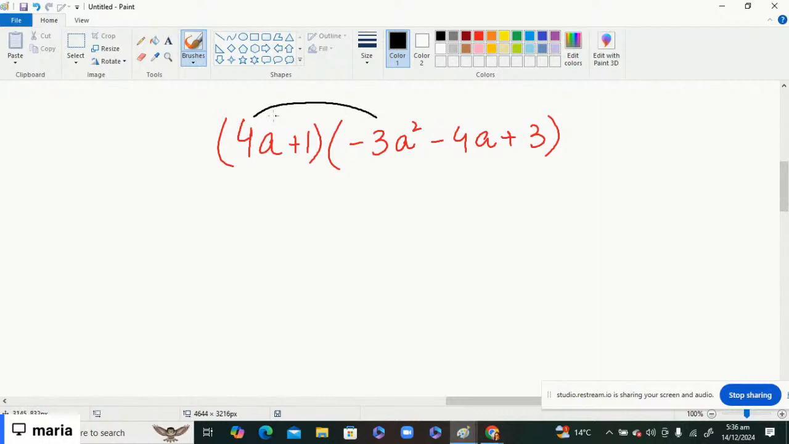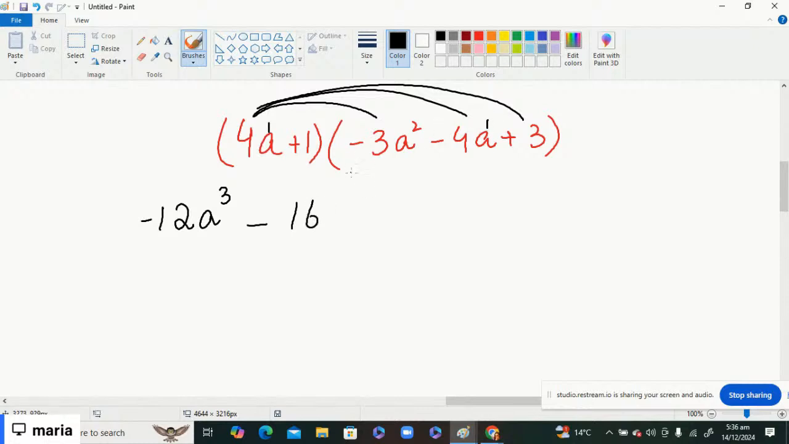So first multiply 4a with all of it. 4 times 3 is 12, minus sign as it is. a, there is power 1, there is power 2, so 1 plus 2 is 3. Minus sign, 4 times 4 is 16, a power 1 and a power 1, that becomes a power 2. Plus 4 times 3 is 12, and then a as it is. Okay. Now with the 1, plus minus 3a square, plus minus 4a.